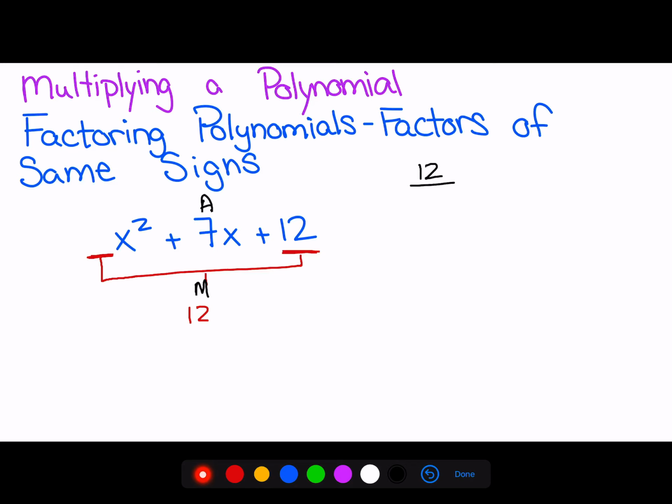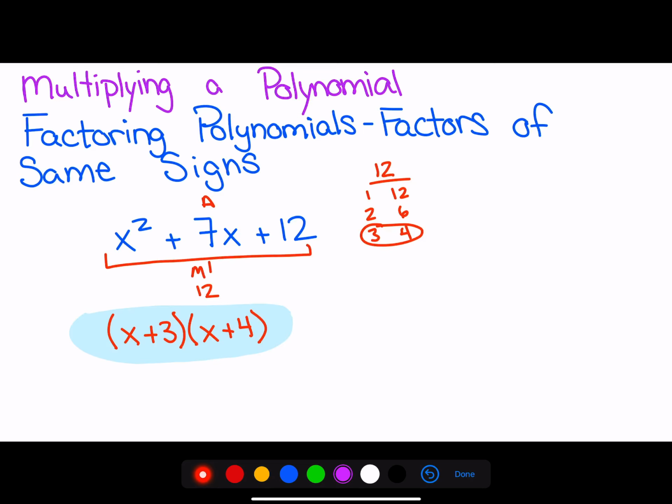So numbers that multiply to be 12, we got 1 and 12, 2 and 6, 3 and 4, negative 1, negative 12, negative 2, negative 6, negative 3, negative 4. Out of all these, the one that adds to be positive 7 is 3 and 4. So I go ahead and take those two numbers. I make my double bubble here, x plus 3 and x plus 4, and I put both those numbers, this 3 and this 4, inside the bubbles.